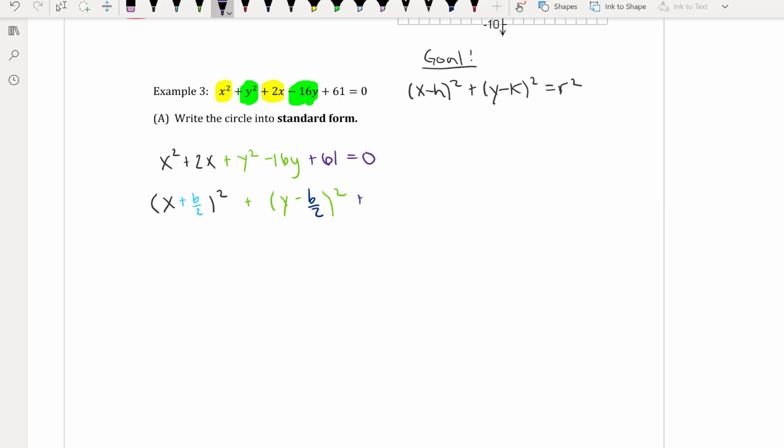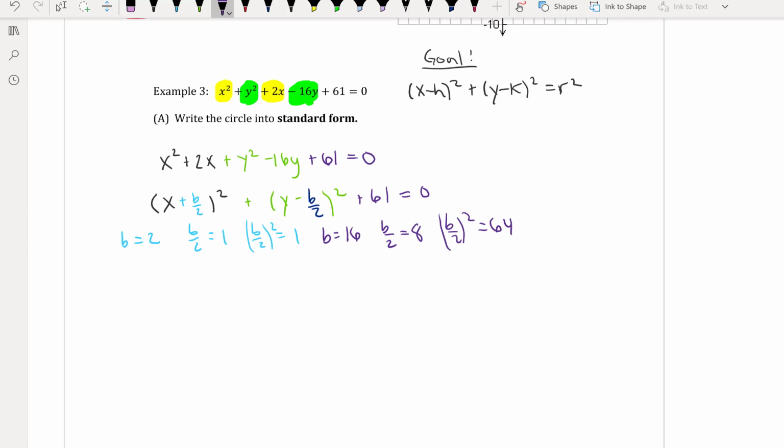Now it looks like I still have that 61 equal to 0. So the first thing I want to do is identify my b value here. So my b value for my x is going to be 2. So my b divided by 2, so 2 divided by 2 is 1. And if I were to square that 1, I get 1 back. For my y values, let's get my b value first. My b value is equal to 16. So if I divide that by 2, 16 divided by 2 is 8. And if I were to square 8, 8 times 8 is 64.